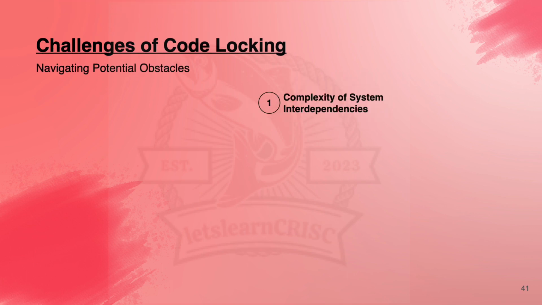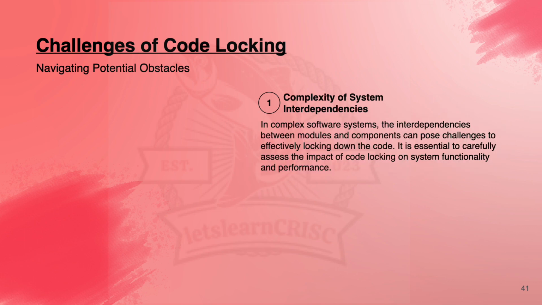First is about the complexity of the system interdependence, right? In this, we can say, friends, that in a complex software system, interdependencies between modules and components can make it challenging to effectively lock down the code, right? So it is crucial to assess how code locking might impact system functionality and performance.